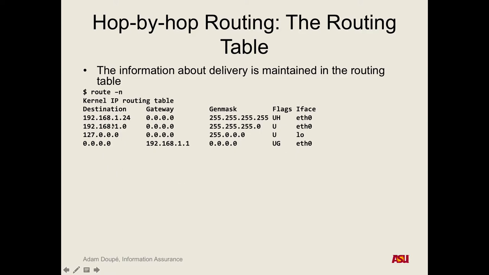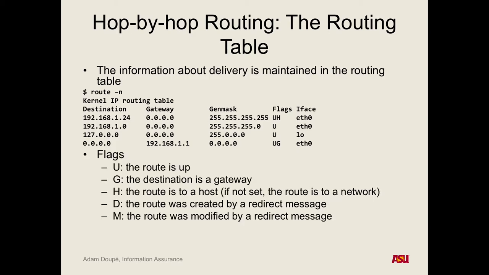Finally, if it doesn't match any of those, this is the zeros, this means the default. This is like a catch-all that says, if the IP address we're trying to send to doesn't match any of these, then send it to 192.168.1.1. So that's that gateway column. And all these flags basically say U, that these are up, and H if it's a route to a specific host. So you can do super cool things with this.